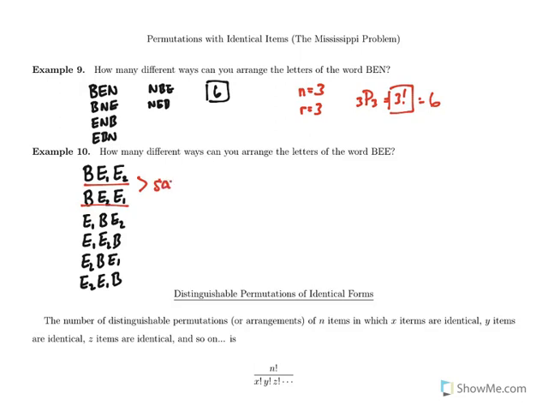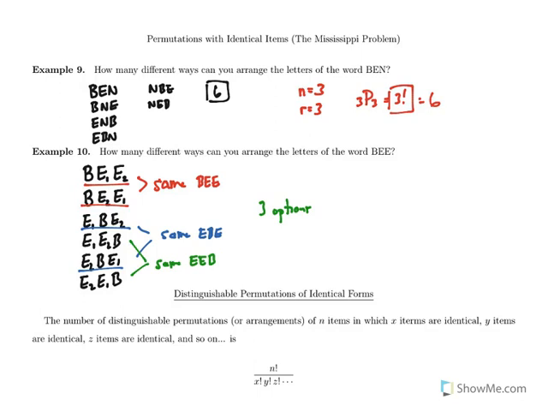These two are the same. They're both just BEE. These two are the same, EBE, and those two are the same, EEB. In this case, there are only 3 options. Because we have the identical letters there, not every different arrangement is going to give us a different word.